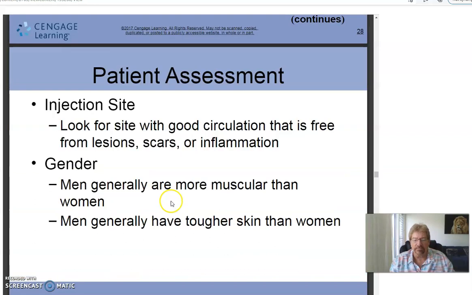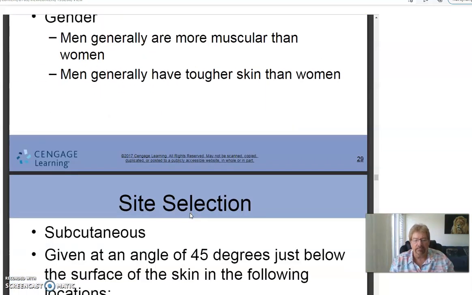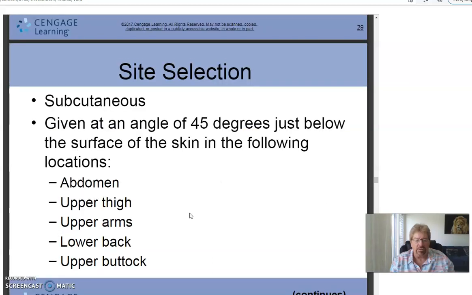Pregnancy. Patient assessment. Injection site. Look for a site with good circulation that's free from lesions, scars, or inflammation. Gender. Men generally are more muscular than women and generally have tougher, thicker skin than women. Generally. I'm going to finish up here in a moment and continue on.